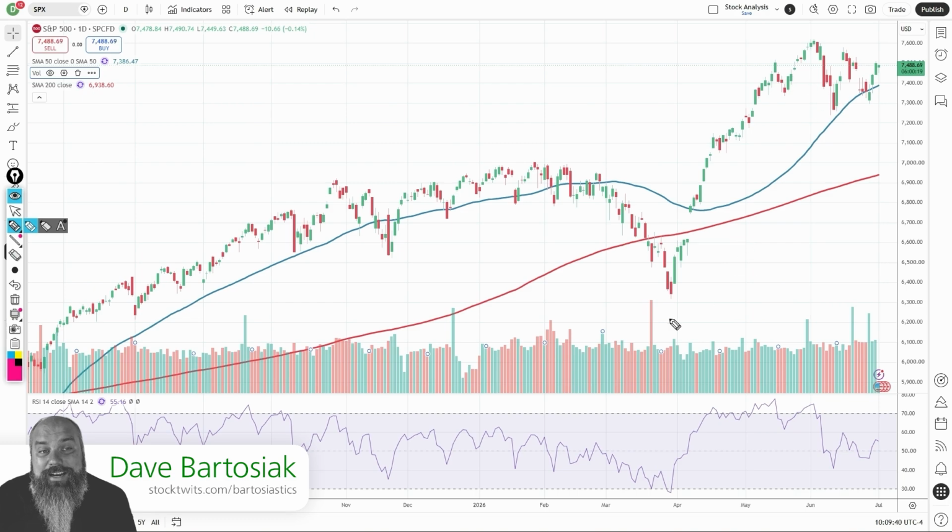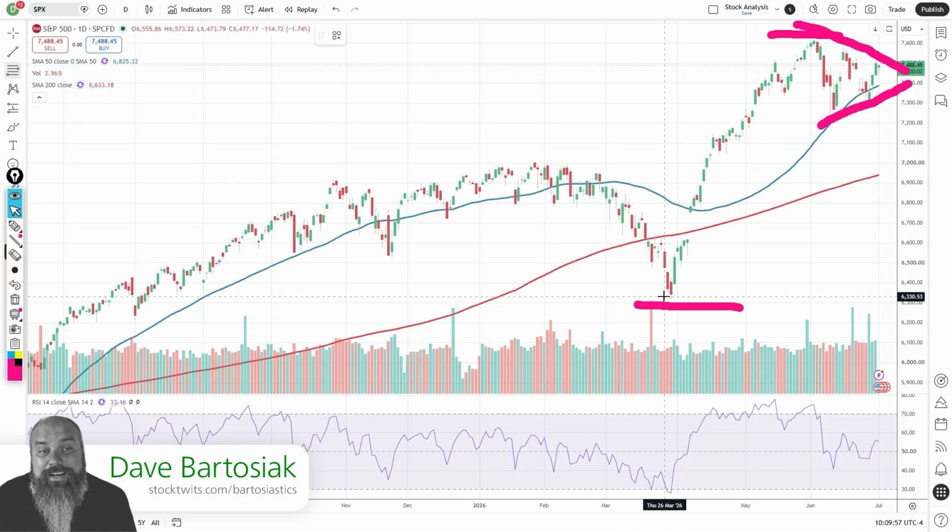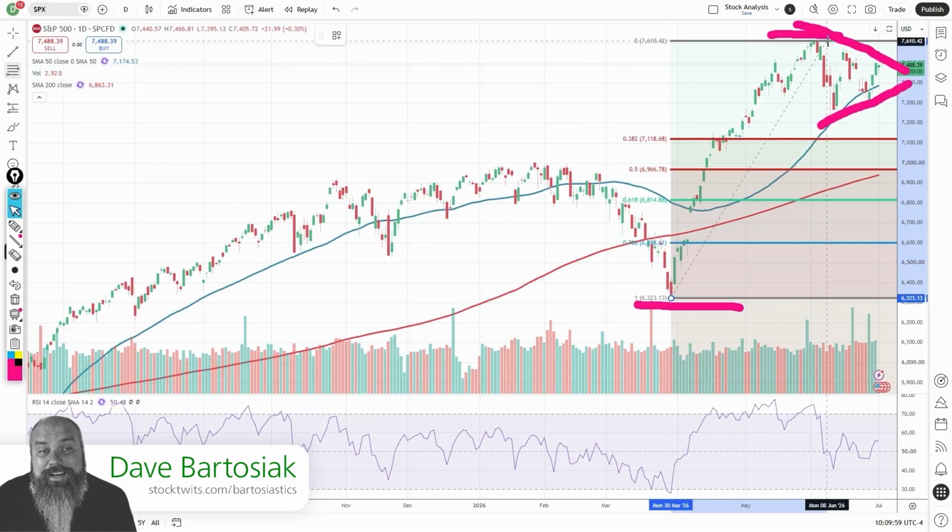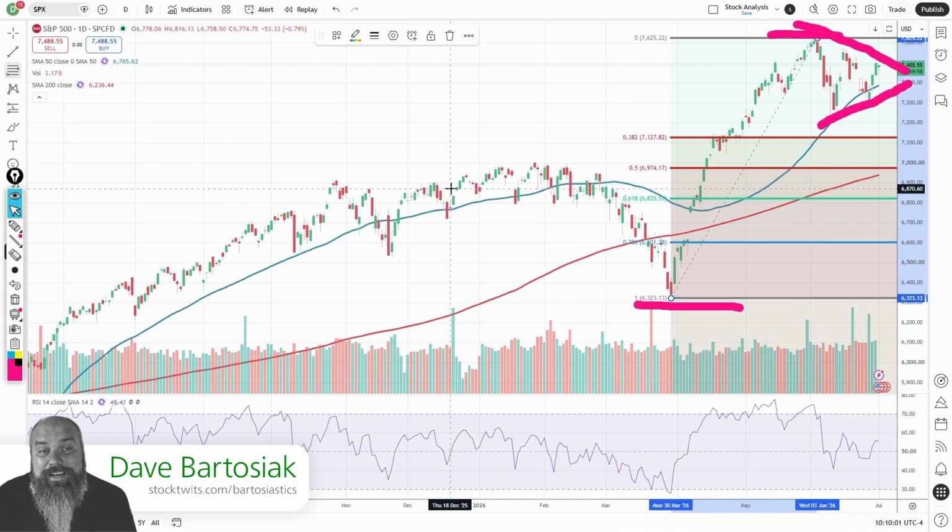So obviously the huge move off the March lows. And then recently we've got sort of a triangle developing here. What I like about this is obviously the huge move, but we're able to draw these retracements from these moves to give us an idea of potential support if these moves start to break down.